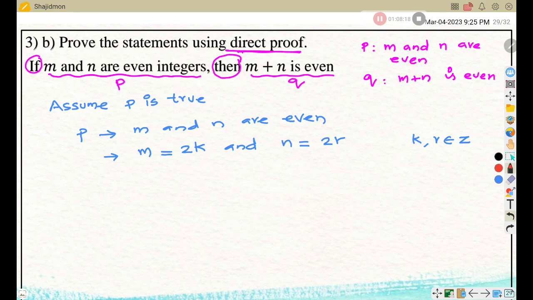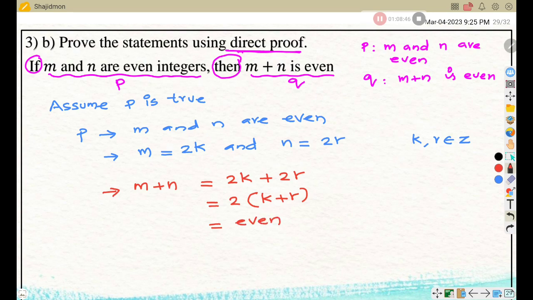Now what do we need to prove here? We need to prove m plus n is even. So just calculate what m plus n equals, just add these two. m plus n equals, what is m? 2k. What is n? 2r, correct? 2k plus 2r. We can take 2 common. So 2 times (k plus r). Is it even or odd? Even number, because 2 times, correct? It's an even number. So what happened? m plus n is an even number.